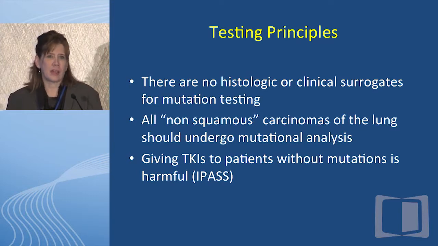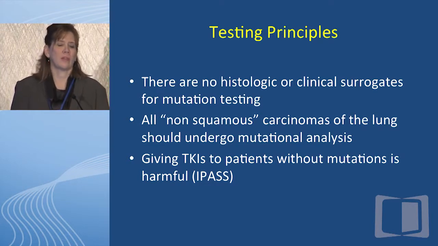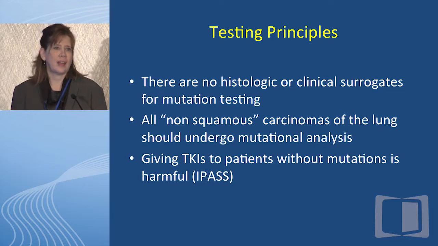What I really think about testing for mutations is that there are no histologic or clinical surrogates for mutation testing. So I don't think that we should use age, gender, ethnicity, smoking history. I don't think there's anything that we should use to stop from testing adenocarcinoma. So in our institution, if you have adenocarcinoma, you get tested. That's it.